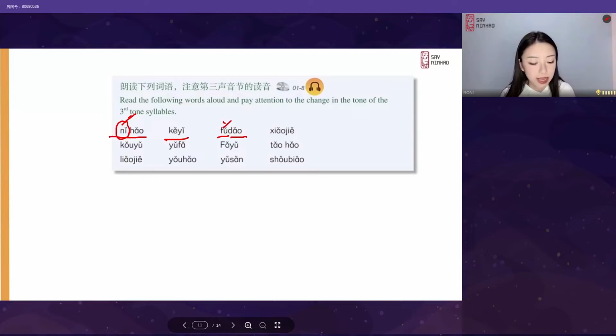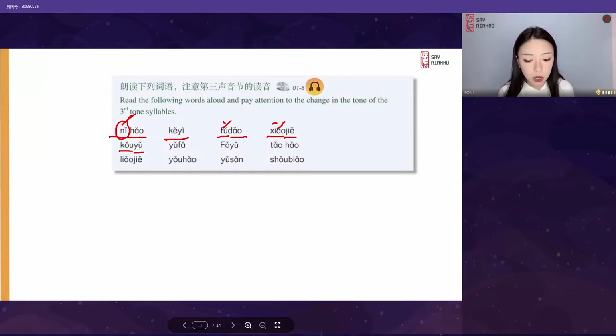Next one is 小姐, xiao, jie. When we put them together, we should change this one to second tone. Then it makes 小姐. Read after me, please. 小姐, 小姐. Next one. 口语, kou, yu, 口语.